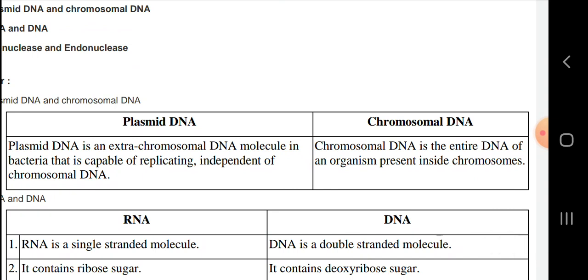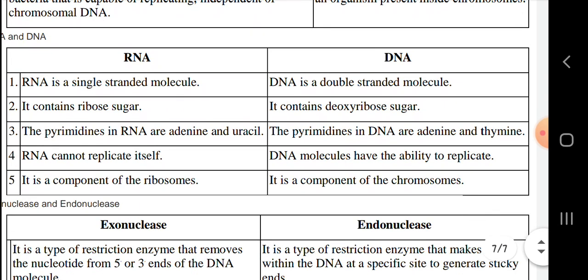Next, let us know about the difference between plasmid DNA and chromosomal DNA. Plasmid DNA is an extrachromosomal DNA molecule in bacteria that is capable of replicating independently of chromosomal DNA, and chromosomal DNA is the entire DNA of an organism.